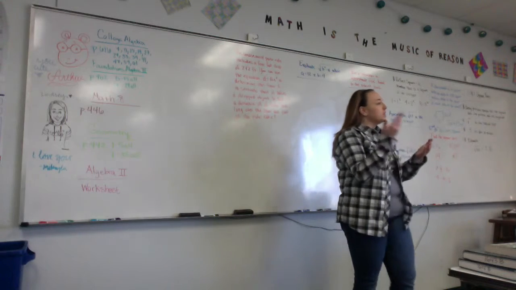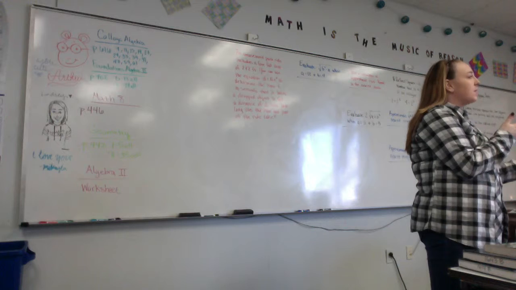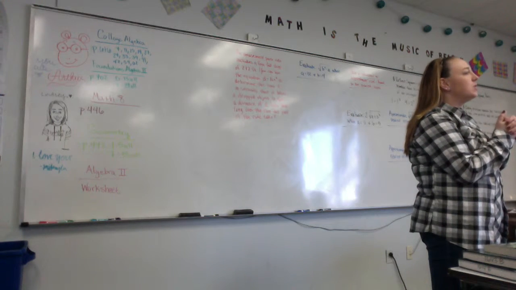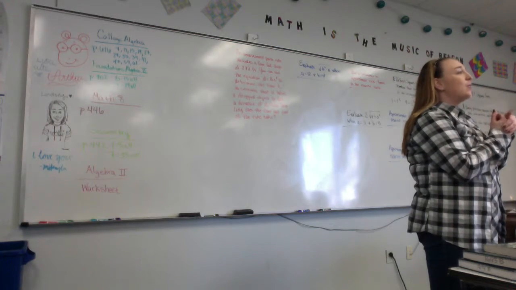Okay, 25 is the perfect square of 5. 144 is the perfect square of 12. What's 11 the perfect square of? 121.